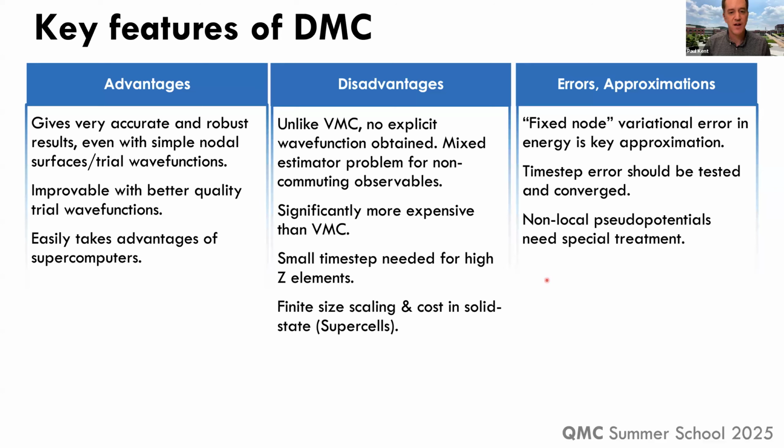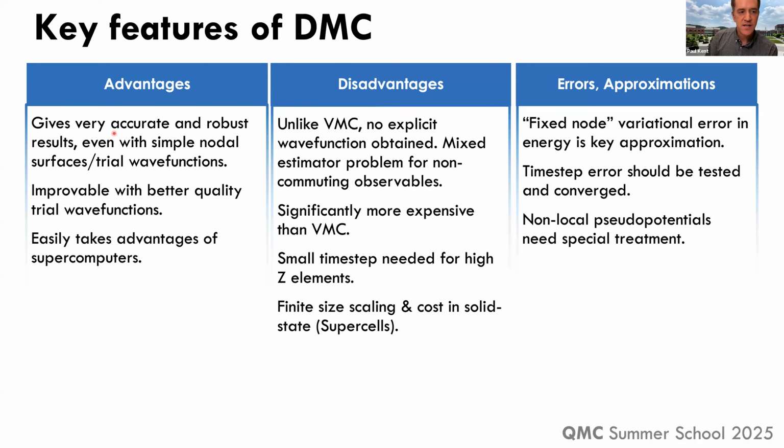So that was a lot of introduction and some examples. Let's now talk about some comparisons of the pros and cons and get into some more of the practicalities. So here I've got advantages and disadvantages, and I've also pulled out the errors and approximations because, of course, we have more of them compared to VMC. So what are the advantages?